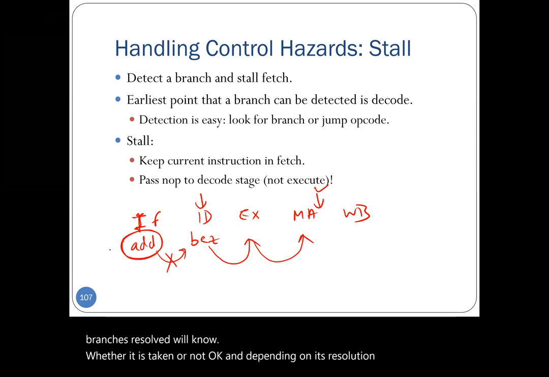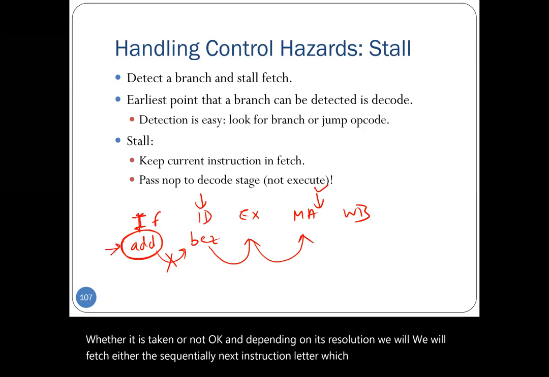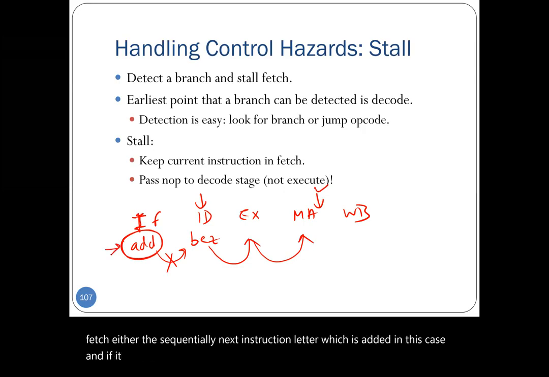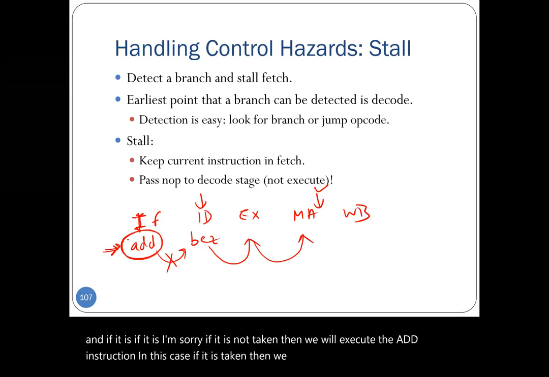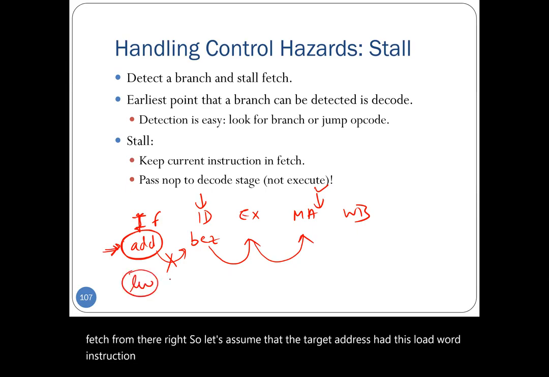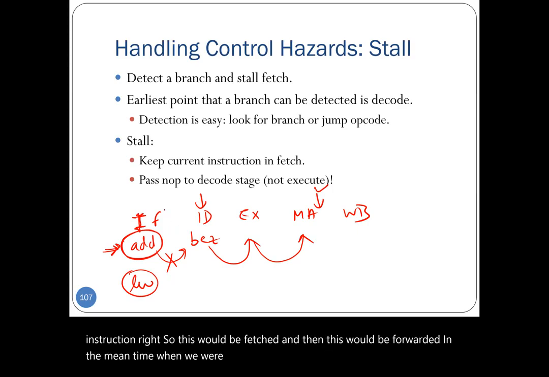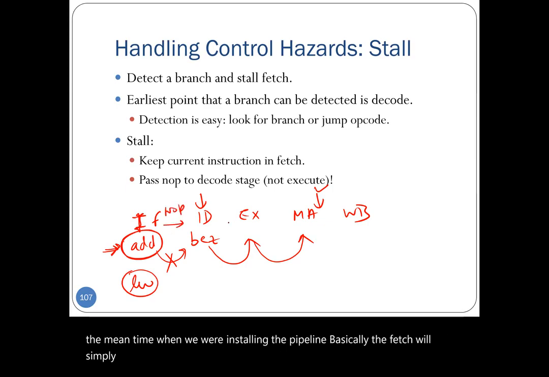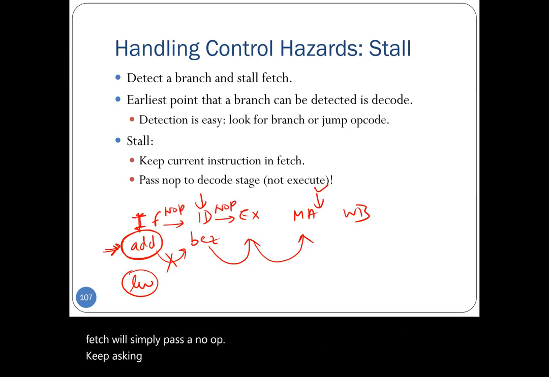we will fetch either the sequentially next instruction, which is add in this case. If it is not taken, then we will execute the add instruction. If it is taken, then we will jump to the target address and fetch from there. Let's assume that the target address had this load word instruction. So this would be fetched and then forwarded. In the meantime, while we were stalling the pipeline, the fetch will keep passing no ops to the later stages of the pipeline.